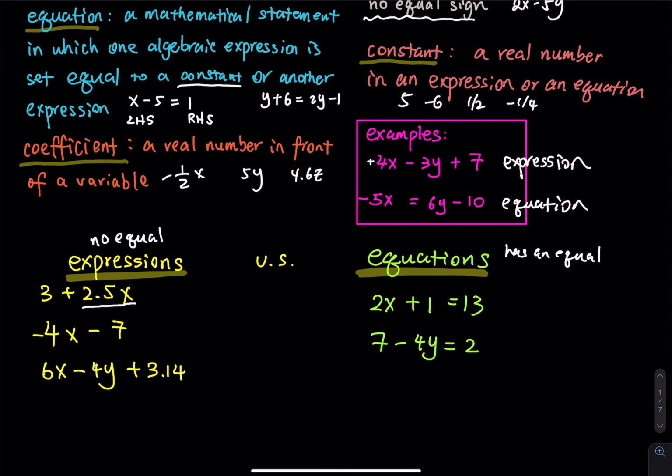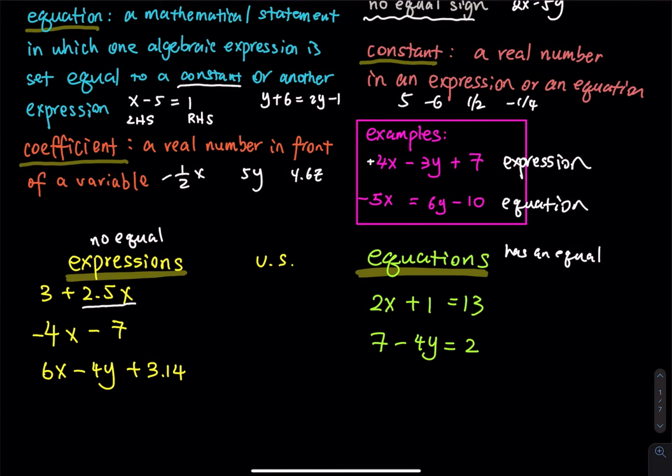All right, so next line, how many algebraic terms? 2. 6x and minus 4y, two algebraic terms. One constant, 3.14. How many variables? 2, x and y. How many coefficients? The number in front of a letter, 6 and minus 4. Again, two coefficients, 6 and minus 4. Two variables, x and y. Two algebraic terms, 6x and minus 4y. One constant term, 3.14.